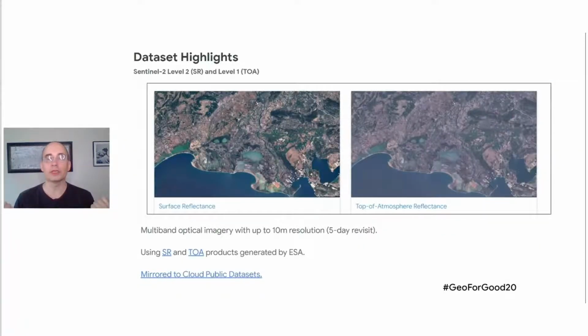Sentinel-2 is another very important dataset. By now, we have almost 15 million scenes. We store both the original TOA data and the surface reflectance or SR data. We download both of them from ESA's SciHub site. Sentinel-2 is also mirrored to the Cloud Public Datasets bucket, which means you can go and look at the original files that we put there.